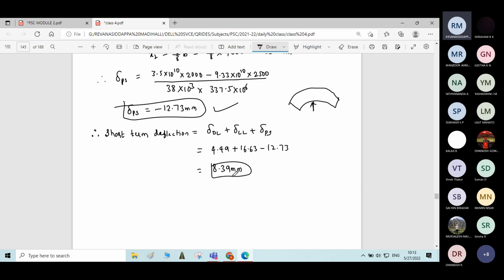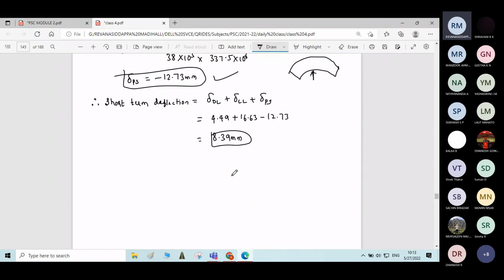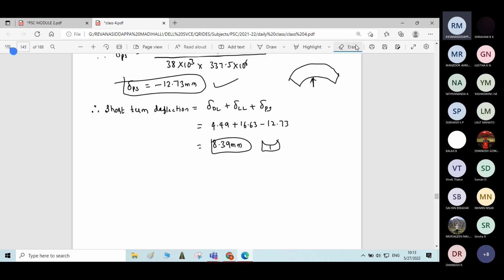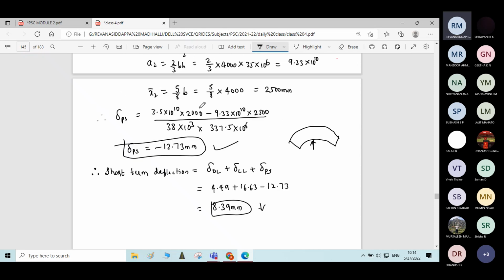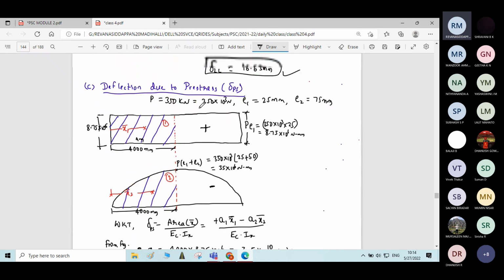So short-term deflection is 8.39 mm. The final answer you are getting with a positive sign means the final short-term deflection will be in downward direction only. Let me show the direction: downward direction, 8.39 mm. Now, I hope this calculation is clear for everyone.